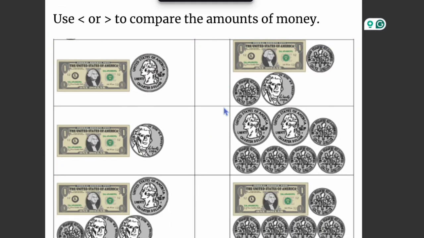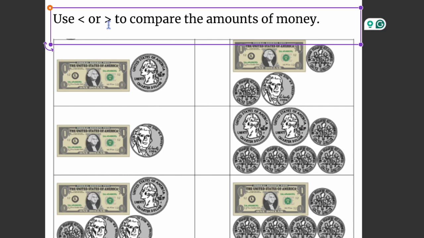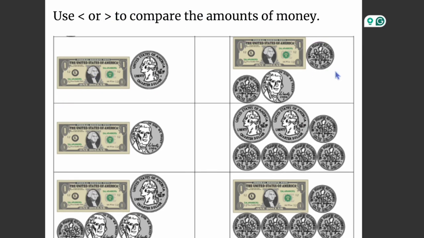Let's go on to the next section. Use less than or greater than to compare the amounts of money. So for the first row, we have a $1 bill plus 1 quarter. 1 quarter is 25 cents, so our total here is $1.25.